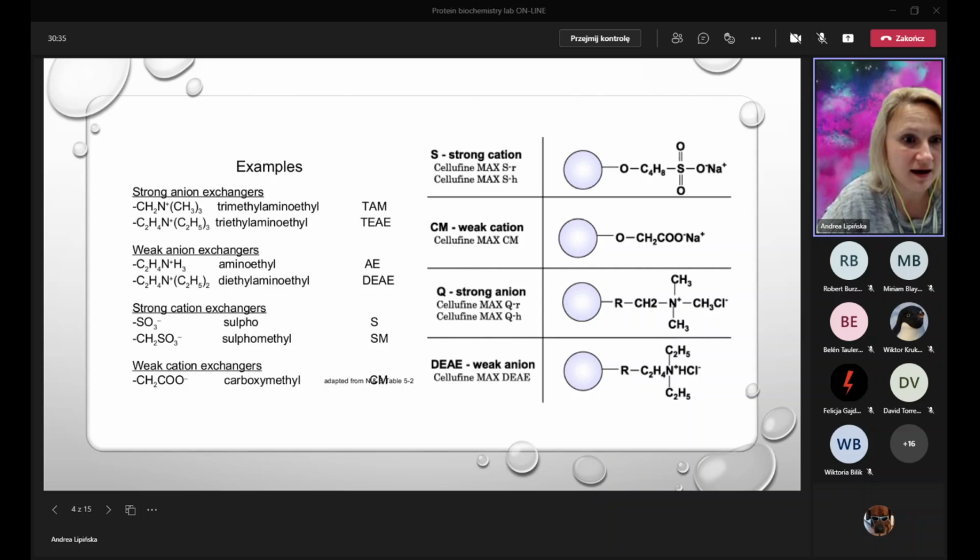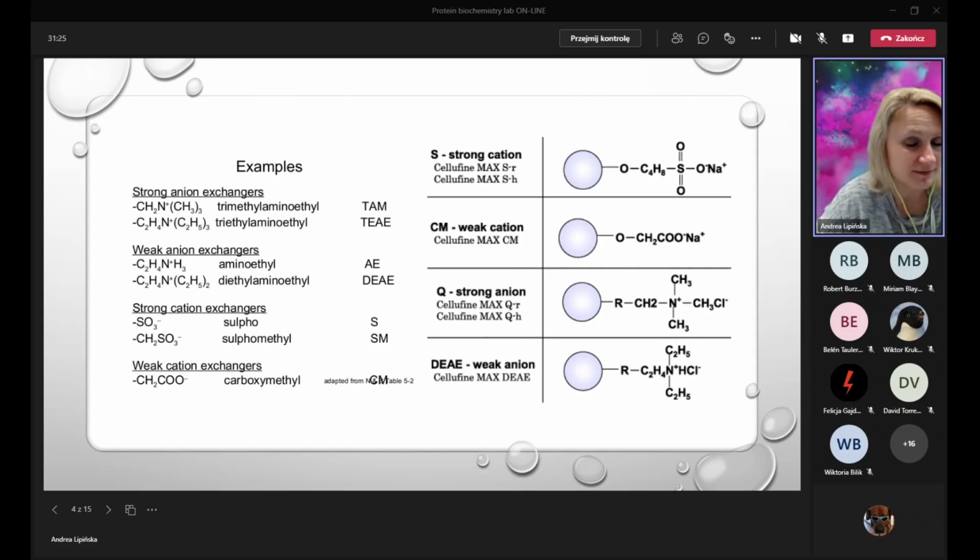And then we have, in the opposite direction, anion exchangers, positively charged groups, which are usually secondary, tertiary, or quaternary amine groups. Like we have Q, the strongest anion exchanger. It has a quaternary amine group. You have triethylaminoethyl or diethylaminoethyl, which are tertiary or secondary amine groups.